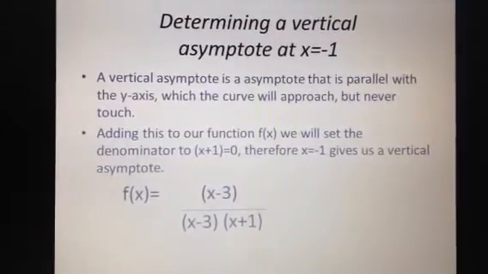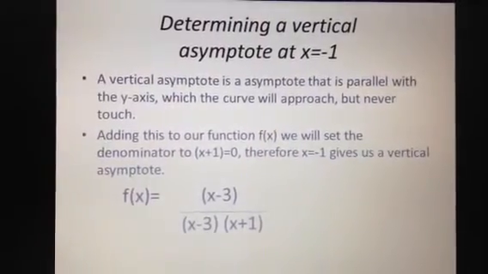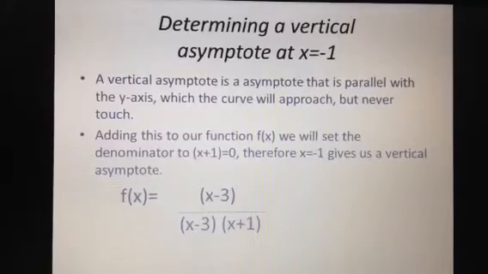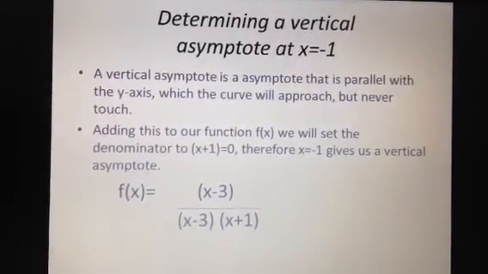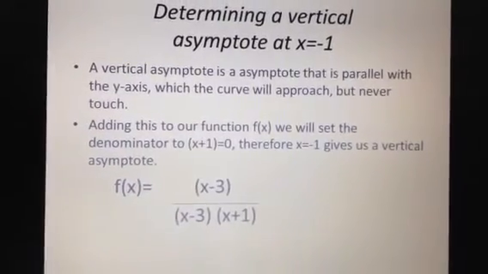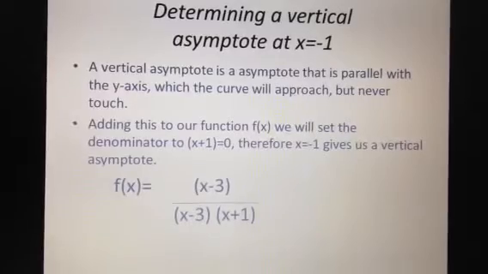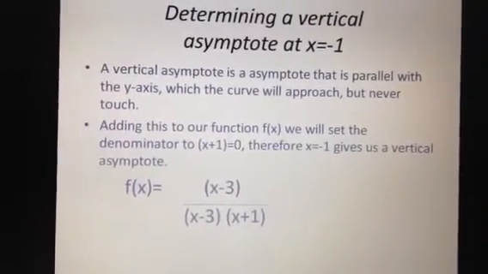Determining a vertical asymptote at x equals -1. A vertical asymptote is an asymptote that is parallel with the y-axis, which the curve will approach but never touch. Adding this to our function f of x, we will set the denominator to x plus 1 equals 0. Therefore, x equals -1, giving us a vertical asymptote. F of x equals (x minus 3) all over (x minus 3)(x plus 1).